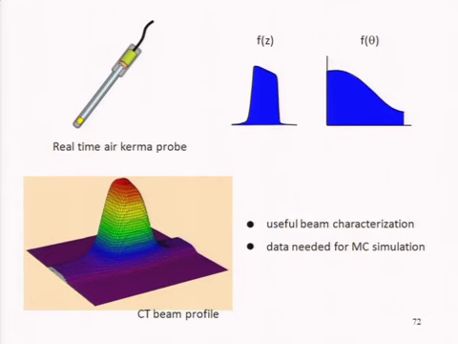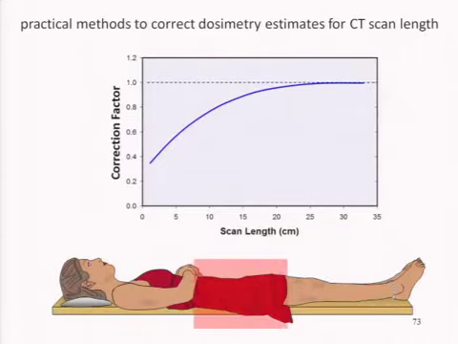And so we think that if you were to characterize the output of a CT scanner similar to a fluoroscopic or radiographic beam, that would be very useful, and it also gives you the type of data that you need for a Monte Carlo investigation. It gives you the bow tie filter and the beam shape in Z. So we've also talked about correction factors for scan length, and you know the scan length that's reported on the scanner, so you can easily make use of these correction factors.